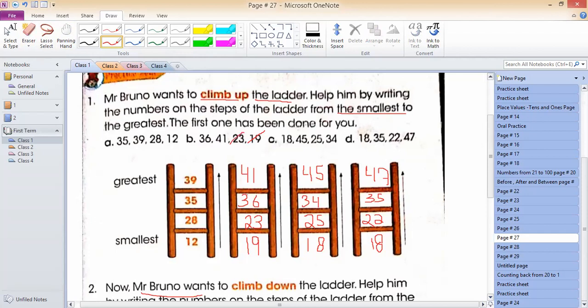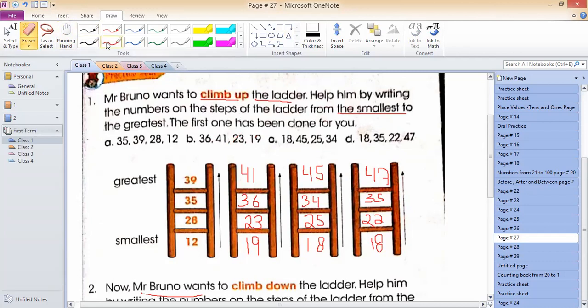Then you have 2 numbers left, 41 and 36. Again you have to write the smaller number. So here 4 tens and here 3 tens. 3 tens is less than 4 tens. That's why you will write 36 first and then 41.